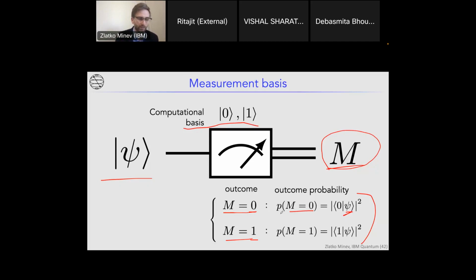So the way to determine the probability that M equals 0, to obtain the outcome 0, is to look at the overlap, or the inner product, between the ground state 0 and the wave function psi that we have coming in, and to look at the square amplitude of that, the absolute value squared. And similarly, the same thing for the one state. This is our quantum version of a meter stick or measurement apparatus, and really the rule by which we do the actual measurement.